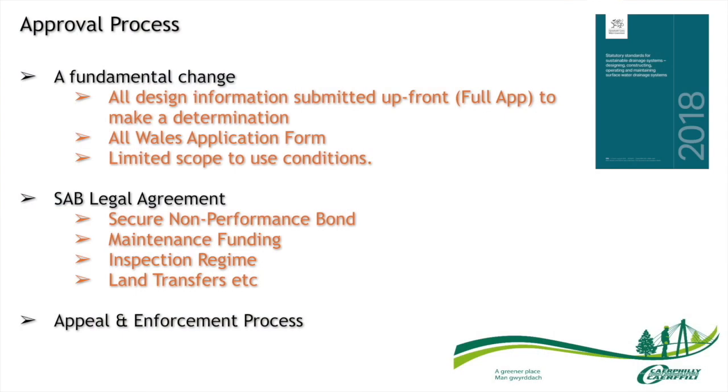So the SAB approval process is a fundamental change to what the developers are used to. Information has to be provided up front. As before, you could just put a planning condition, comprehensive drainage proposals to be provided to discharge that condition. We need everything up front.